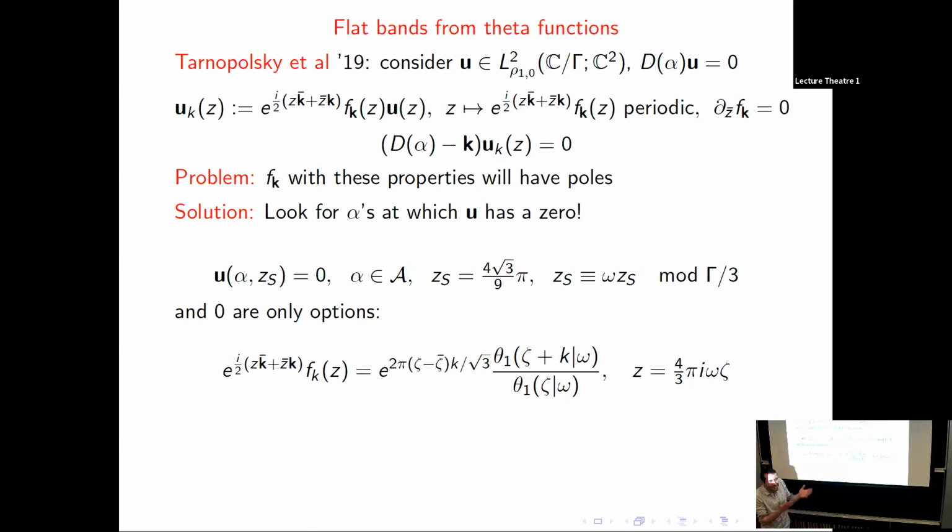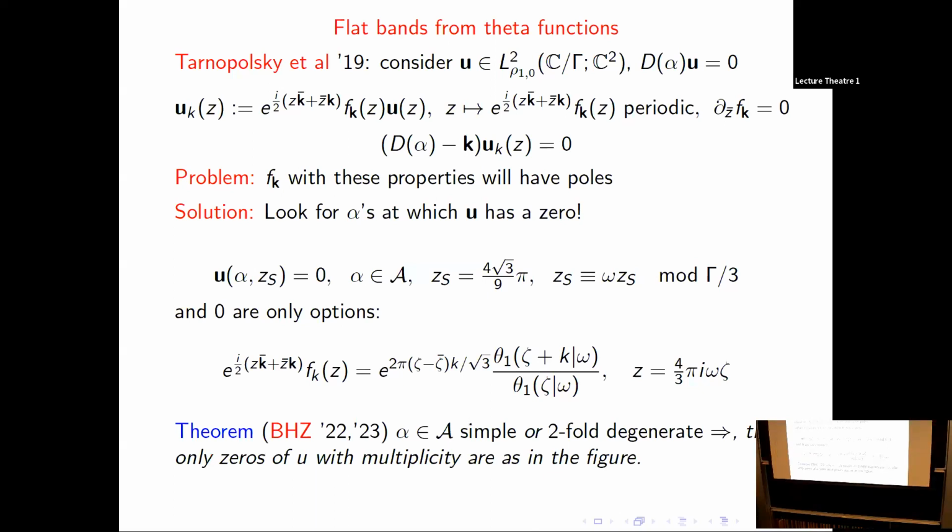This is actually a general sort of complex analysis thing. And maybe the first time you see this, you think, where does this theta function come from? But I think it's a well-known thing that this is the only thing you can take there. And this way you can build these kind of solutions. So if you have a simple or twofold degenerate magic angle, then the zeros are where they are.